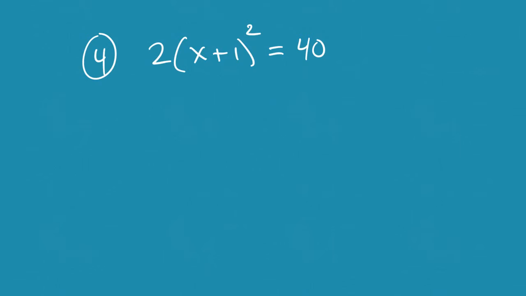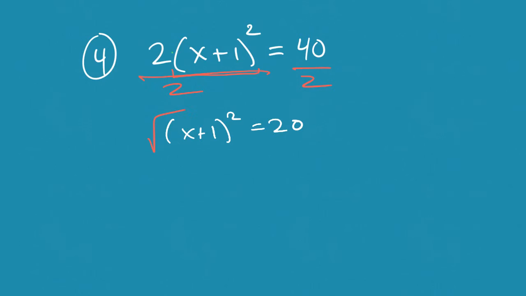Same thing here. I have stuff to do before I can take the square root of both sides. I've got to get that parentheses squared alone, so I'm going to divide both sides by 2. When that 2's there, it's multiplication: 2 times x plus 1 squared. So I have to divide by 2 to cancel it out. So I get x plus 1 squared equals 20.